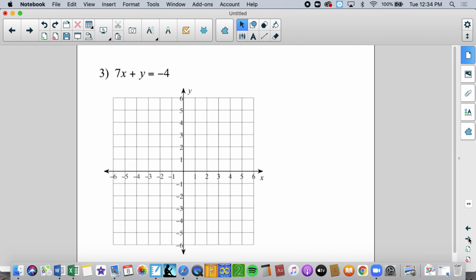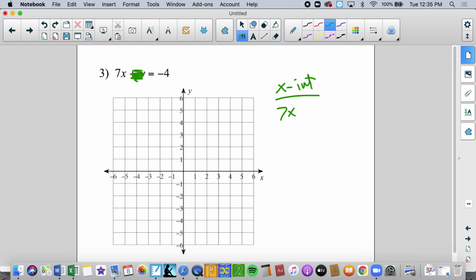Number 3. Is it in standard form? Yep. Meaning ax plus by equals c. So we cover up the y to find the x-intercept, and that's 7x equals negative 4. Divide by 7, x equals negative 4/7 is going to be my x-intercept. That is just a little bit past half, negative 1/2, so that's my point, negative 4/7, comma 0.